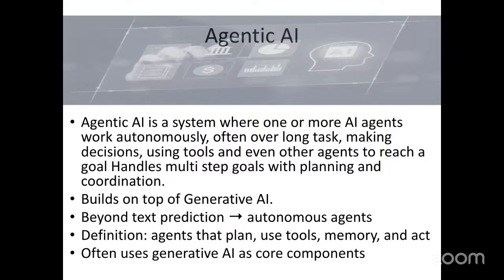And next, our main topic, that is agentic AI. Agentic AI is a system where one or more agents can work automatically, often on a longer task, making decisions using tools and all that. This is built on top of generative AI. Think of agentic AI as a multiple-agent AI system that is working towards one goal. If I take one example, suppose you want to plan a trip to Europe, let's say London.